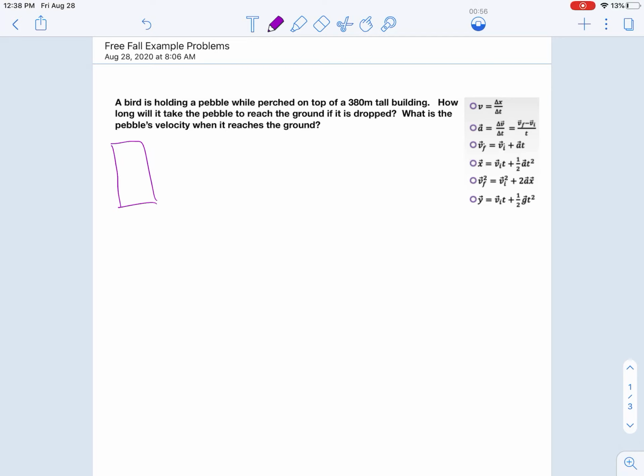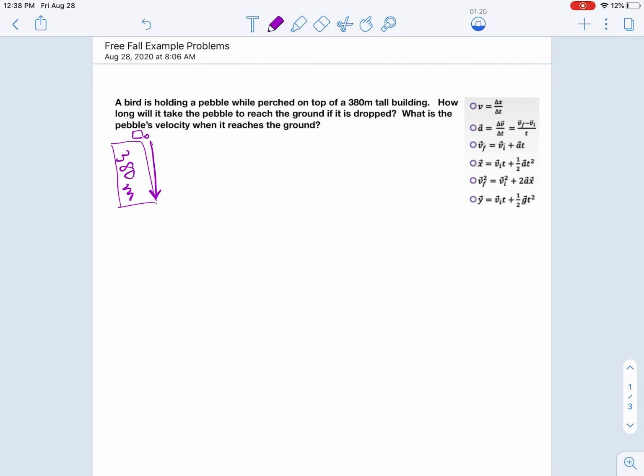So my building is 380 meters tall, and then here is my bird, and my bird is holding a pebble, all right? So it says that the bird is going to drop the pebble. So that means that my object is going to fall down like this to the ground.